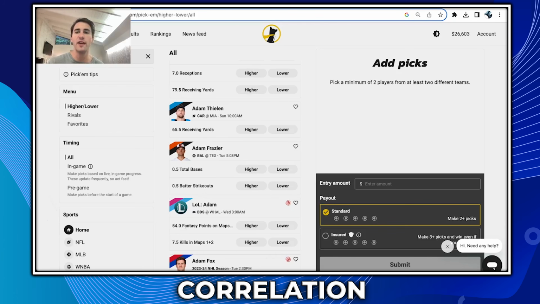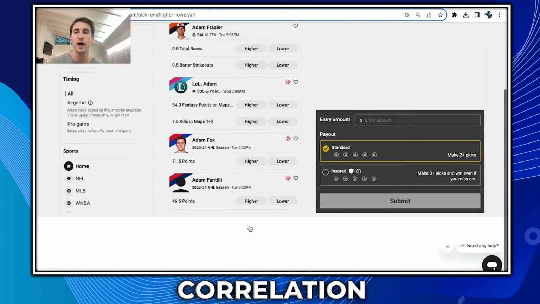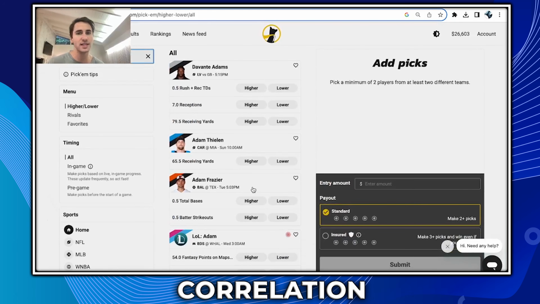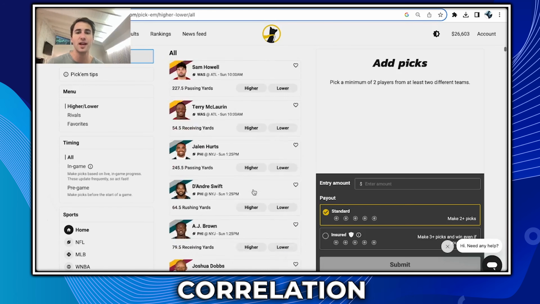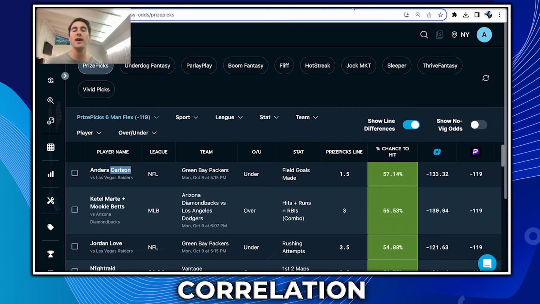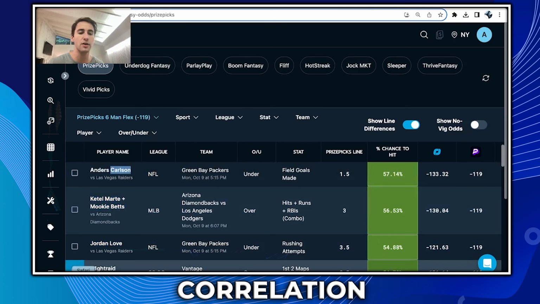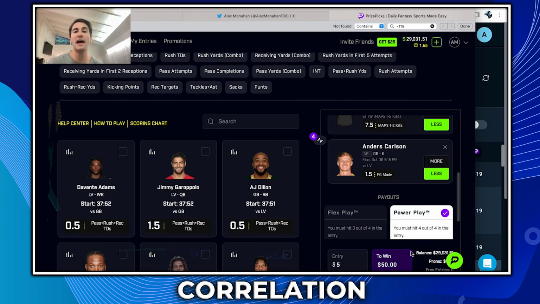So the ODS Jam Fantasy Optimizer, which you can see right here, is the main tool that I use to find good plays on PrizePicks and Underdog. All it does is scan these tens of thousands of lines on PrizePicks and Underdog and point out value. So you're going to see the first play it's recommending is Anders Carlson under 1.5 field goals. So I have this selected in my little PrizePicks entry.